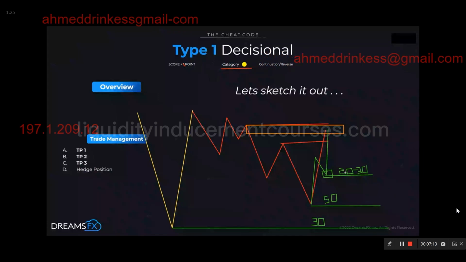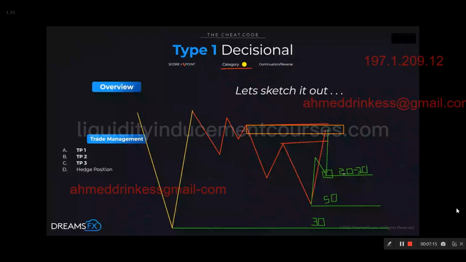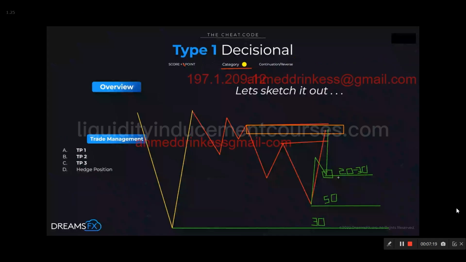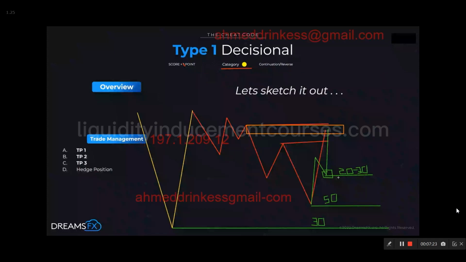Do not take partials at counter trend order blocks. I most definitely would not, because if you don't know the right order block, then how are you going to know where it's going to stop? You don't, right? So always take partials at inducements or engineered liquidity and nothing else.